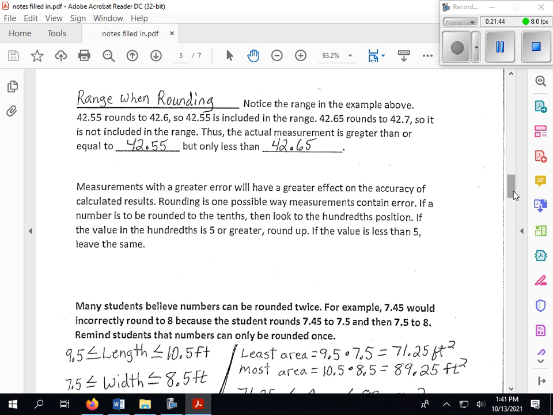So if I got 42.6 and my precision number is 0.05, if I subtract off, what do I end up with? What's 42.6 minus 0.05? 42.55. What if I add on the 0.05?